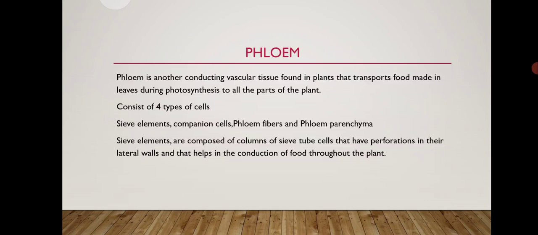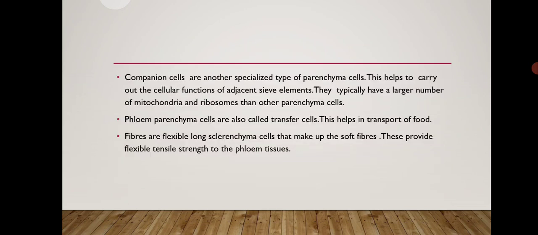Sieve elements are composed of columns of sieve tube cells that have perforations in their lateral walls and that helps in conduction of food throughout the plant. Companion cells are another specialized type of parenchyma cells. This helps to carry out the cellular functions of adjacent sieve elements. They typically have a larger number of mitochondria and ribosomes than the parenchyma cells.